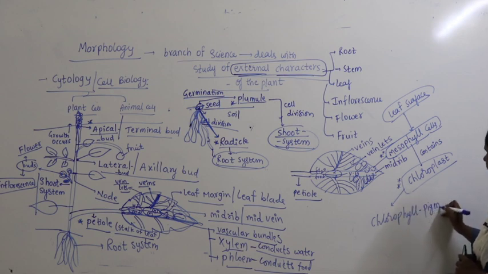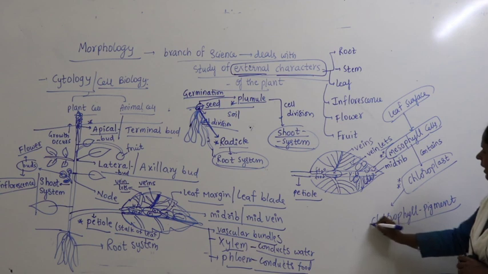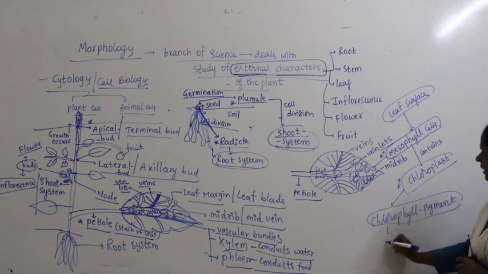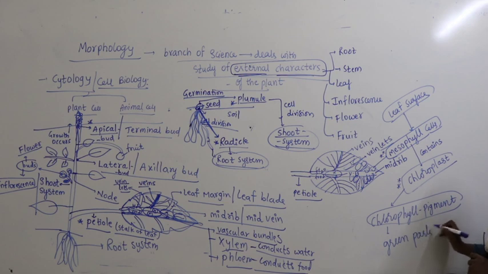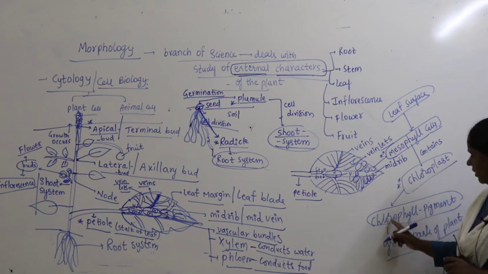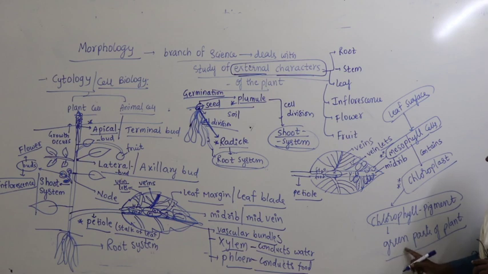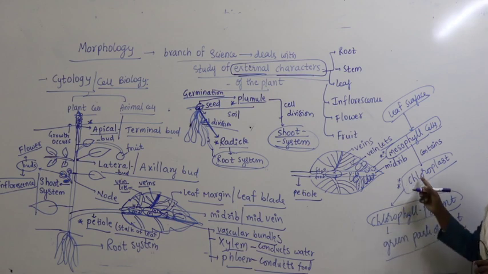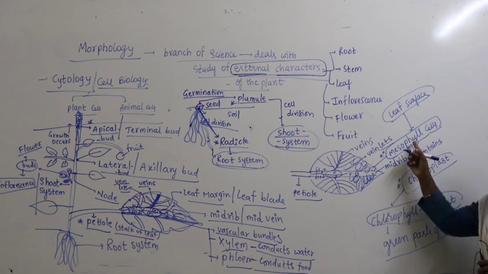Chlorophyll is nothing but the pigment which makes the parts appear green in color. Green parts of the plant are mainly because of the chlorophyll pigment. Where is the chlorophyll pigment present? It is present within the chloroplast. Where is the chloroplast present? Within the mesophyll cell.